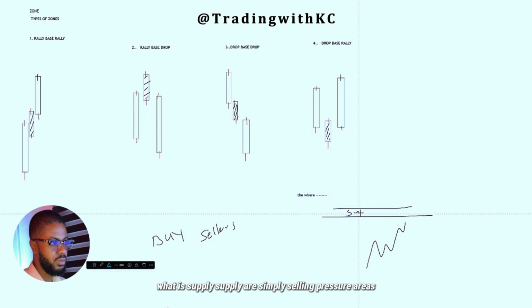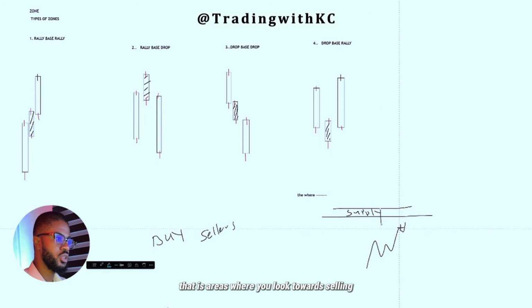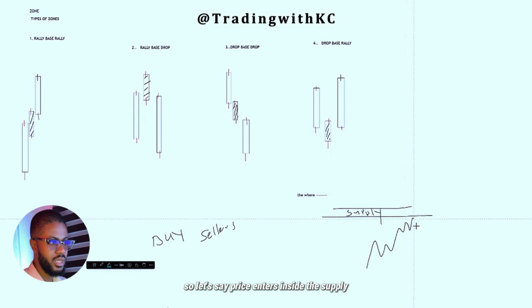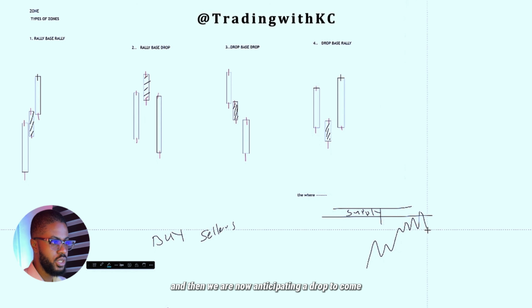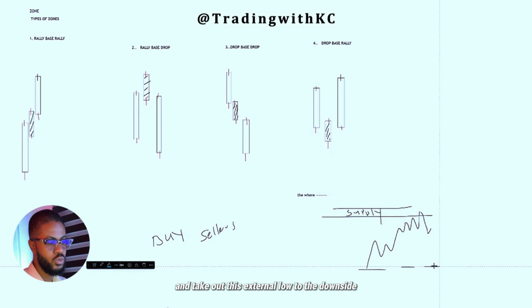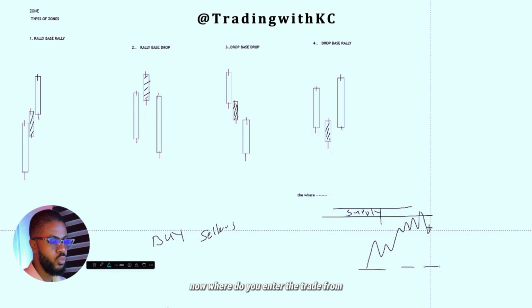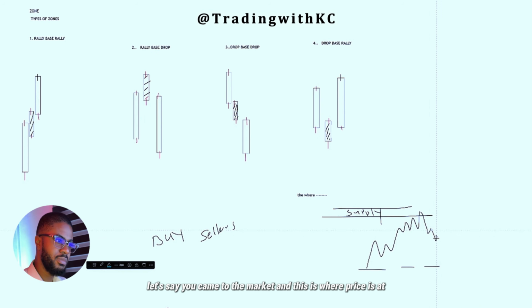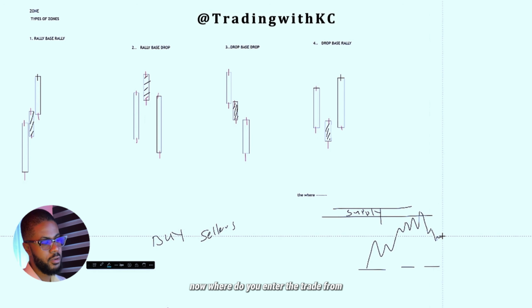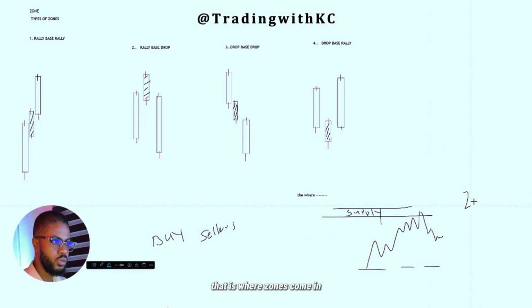What is supply? Supply are simply selling pressure areas, that is, areas where you look towards selling. So let's say price enters inside the supply, and then we are now anticipating a drop to come and take out this external low to the downside. Now, where do you enter the trade from? Let's say you came to the market and this is where price is at the moment, this area. Now, where do you enter the trade from? That is where zones come in.